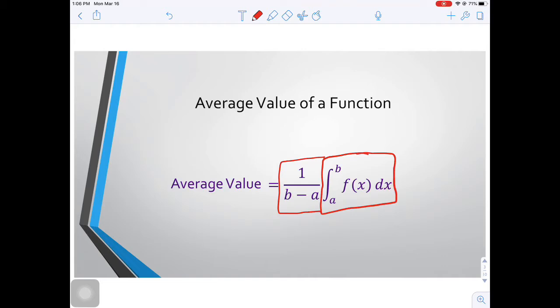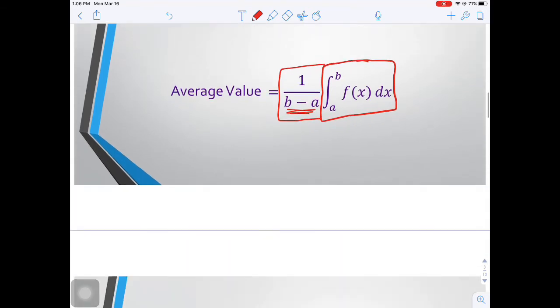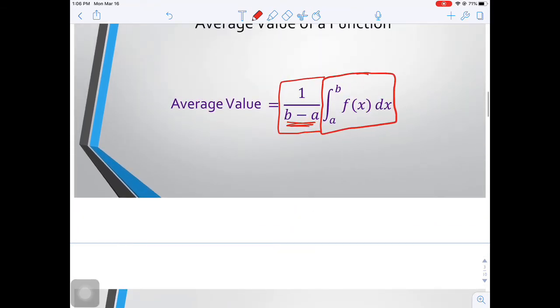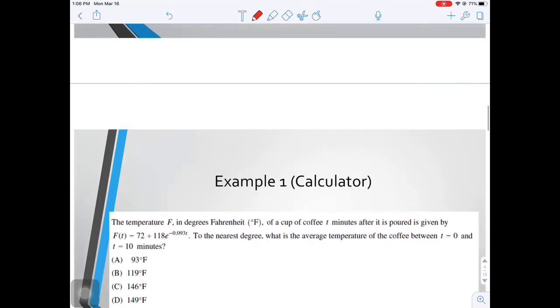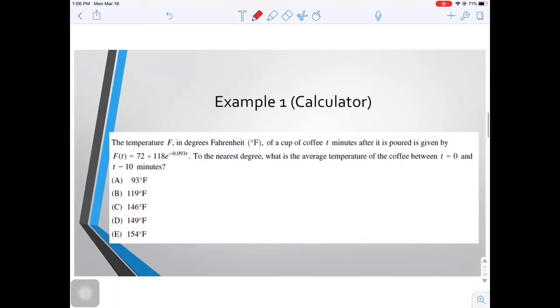b minus a is really the width of the interval. So essentially, we're taking the area and dividing by the width, and that should give us the average height, which is the y value. So let's make sure you've got that formula written down somewhere in your notes. You'll have to memorize that. It's very important. So let's look at the first example.